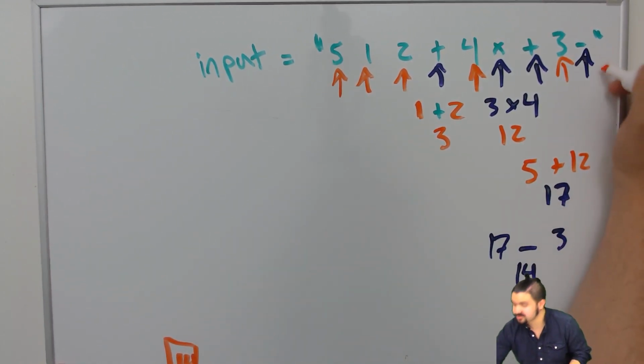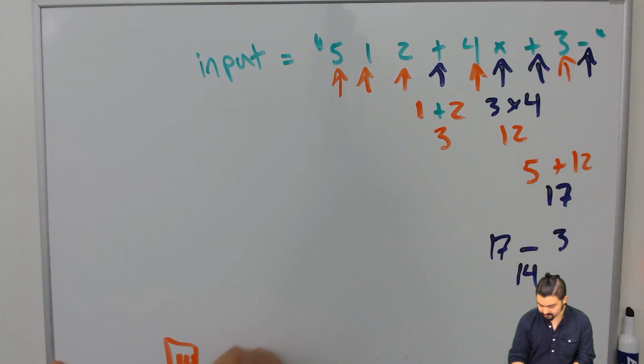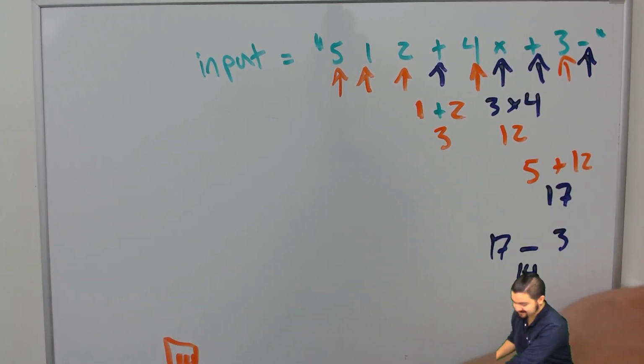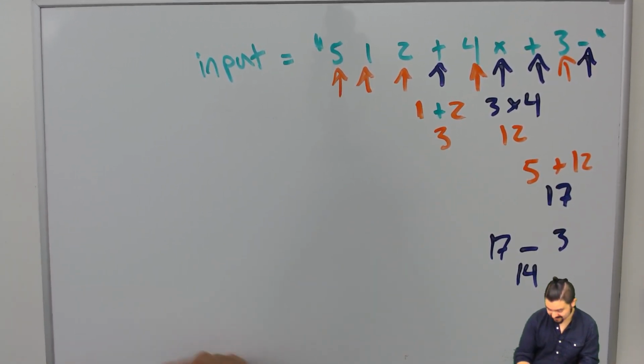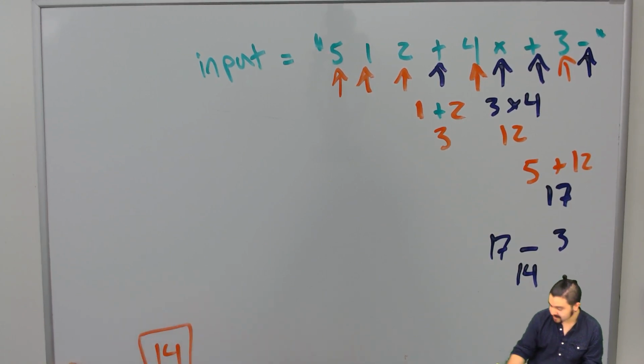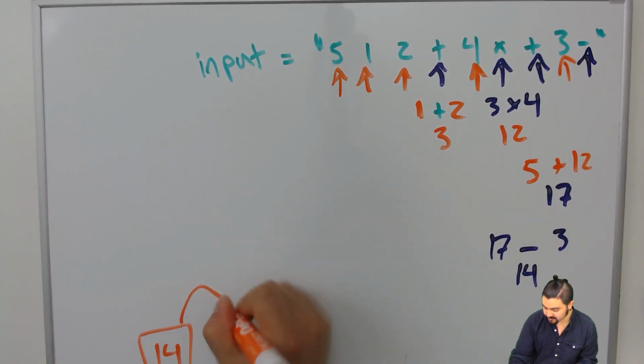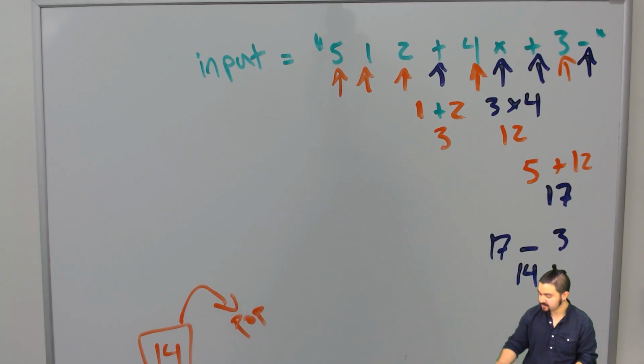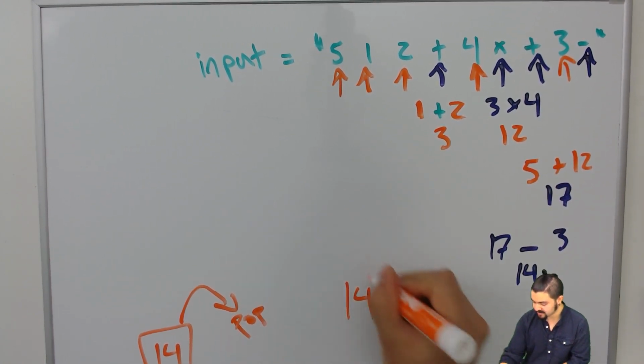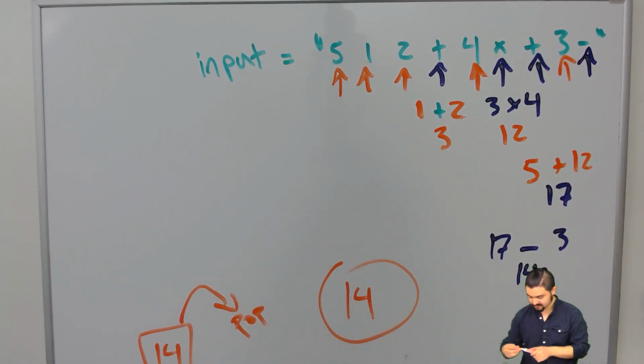and then we've reached the end of our input. So, I guess you can't read that. This is 14 inside of the stack. But we reached the end of the input, so we pop off this value, and then the result of the whole operation is 14.